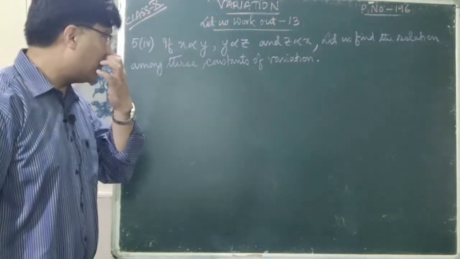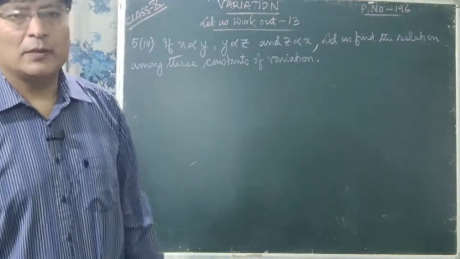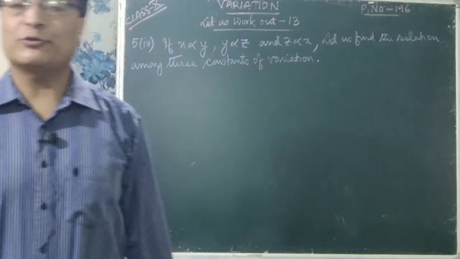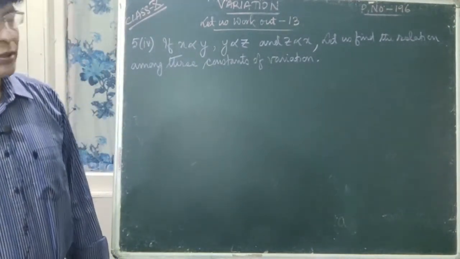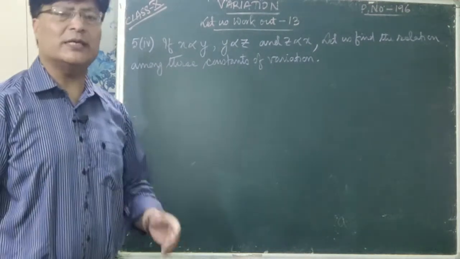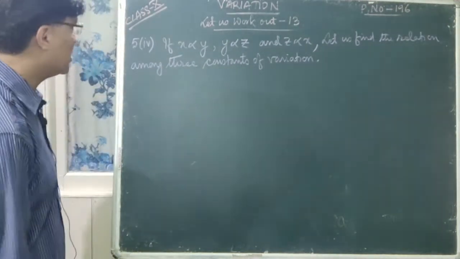So here in the question, 3 relations of variation are given. If 3 relations of variation are given, we get 3 constants of variation. So you have to find out the relation between these 3 constants of variation. Is that clear? So let us do the solution now.